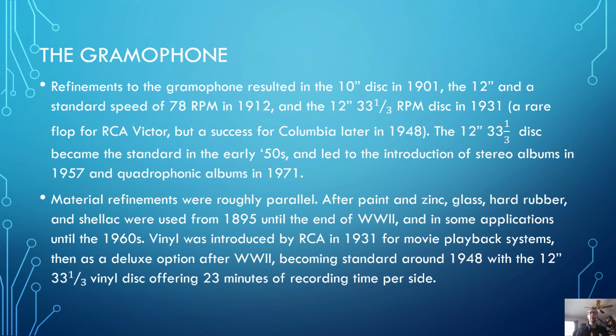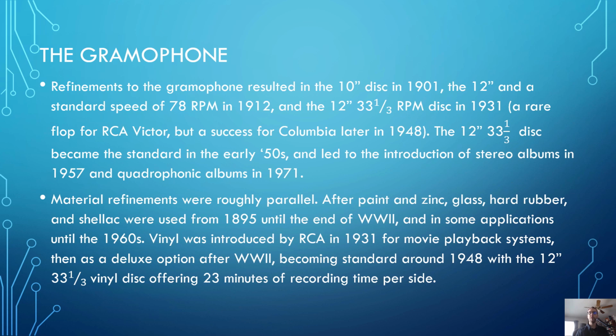Refinements to the gramophone resulted in first the 10-inch disc in 1901, the 12-inch, and a standardized speed of 78 revolutions per minute in 1912, then the 12-inch 33 1/3 RPM disc in 1931, which was initially a flop for RCA Victor, mostly owing to the time period. This was at the end of the Great Depression, which started in 1929 and continued throughout the early part of the 1930s. But it proved to be much more successful for Columbia Records when they reintroduced the format in 1948.